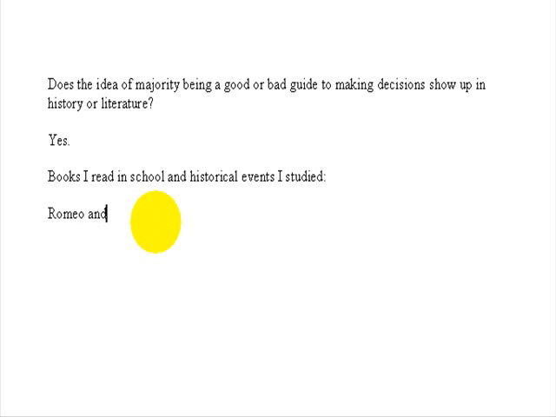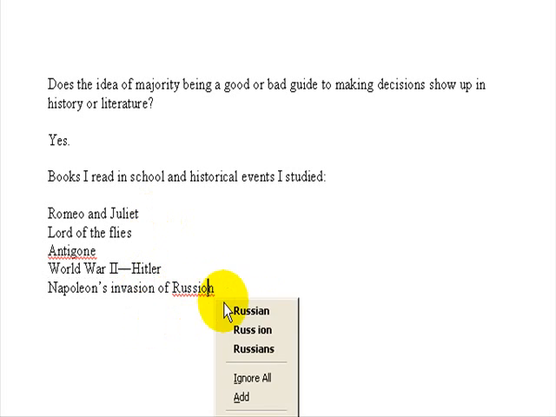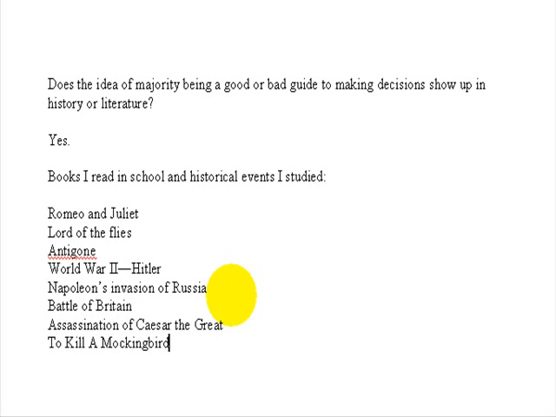So, Romeo and Juliet, for example. You might have read that already. Lord of the Flies. Antigone. You might have read that, you might not have. World War II. Hitler. You might want to write Napoleon. Invasion of Russia. Oops, looks like I misspelled a word here as I was typing. It actually should be Russia. Alright, Battle of Britain, which took place in World War II. Assassination of Caesar the Great. The book To Kill a Mockingbird. Alright, so those are a couple of examples, things you could come up with.